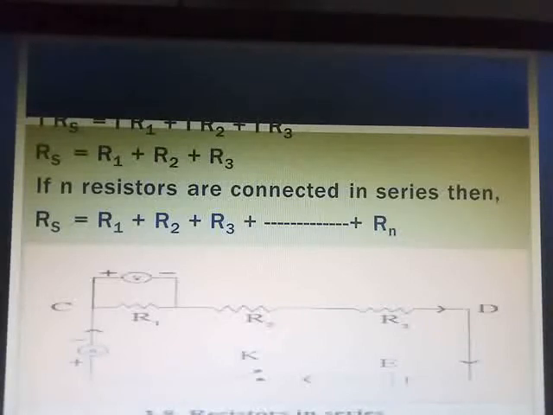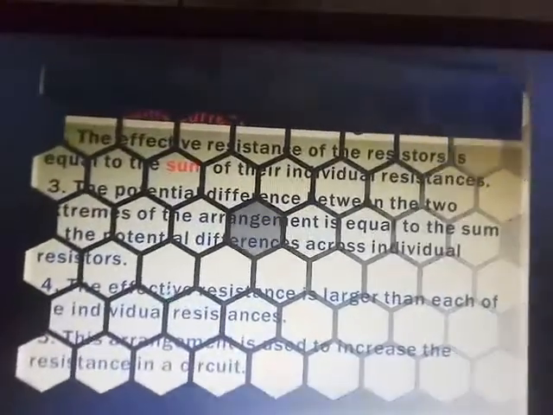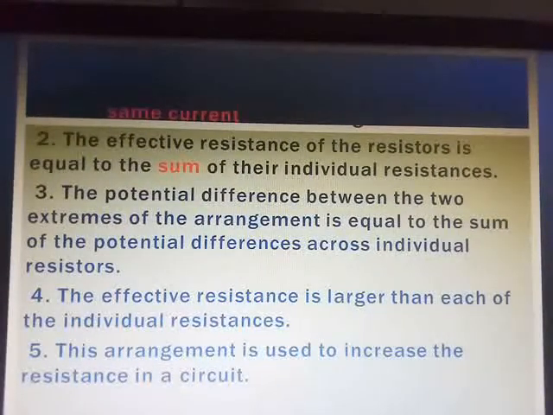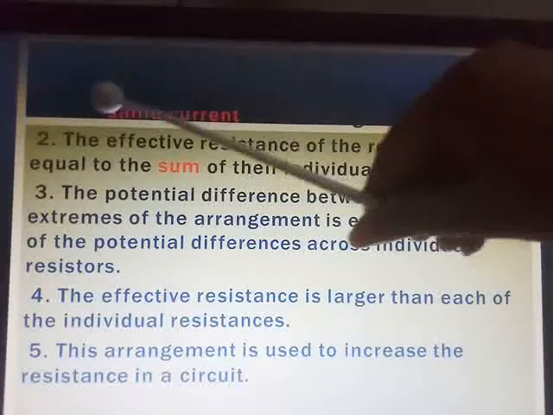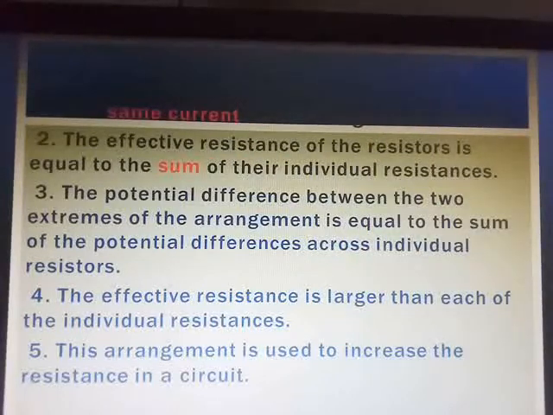This derivation and the formula are extremely useful for solving the numerical examples which are based on series combination. Now for a series combination, what are the characteristics of that combination that we are going to see one by one? Our first characteristic for series combination is, as I have told you, the same current. The same current flows through each resistor.